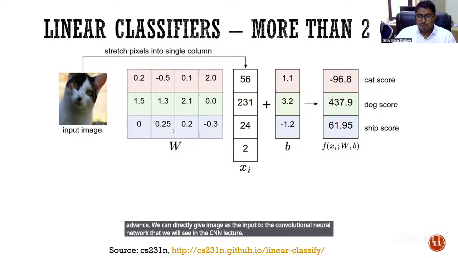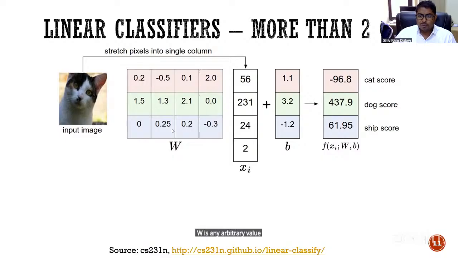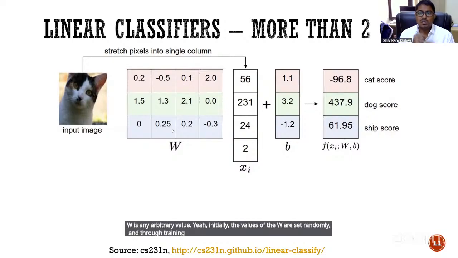W is any arbitrary value. Initially the values of W are set randomly, and through the training process, we change this W such that on the training set the performance is very good. Then if on the training set the performance is very good, it is assumed that on the testing set also the performance should be better.